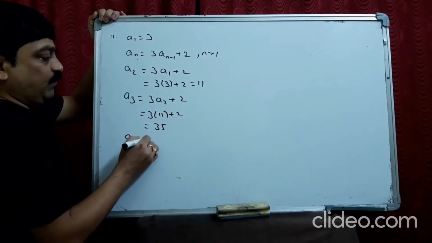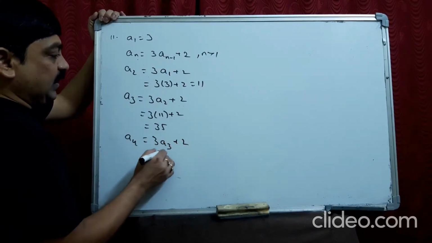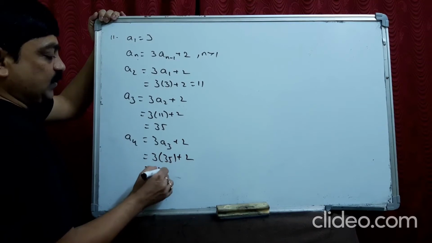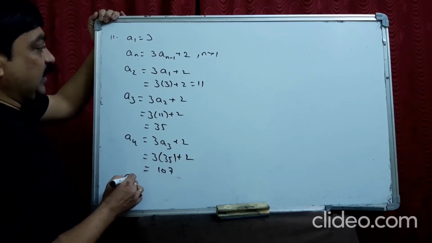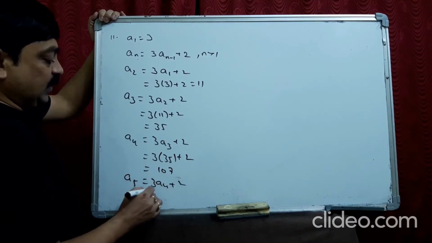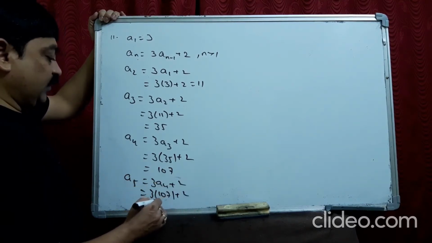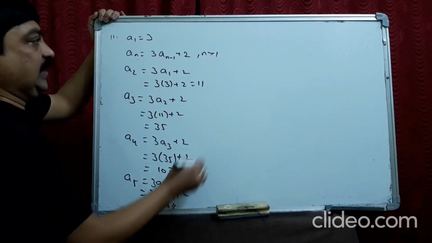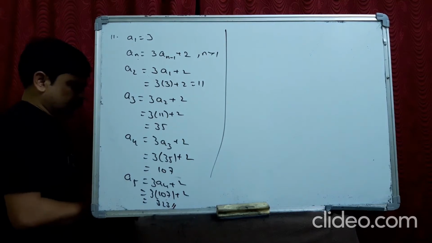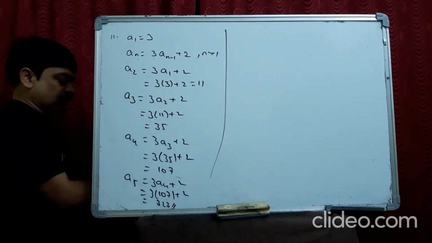If I want a4, 3 into a3 plus 2, 3 into 35 plus 2, 105 plus 2, 107. If I want a5, 3 into a4 plus 2, 3 into 107 plus 2, 321 plus 2, 323. Like that. 3, 11, 35, 107, 323. Good. Okay. Next problem.